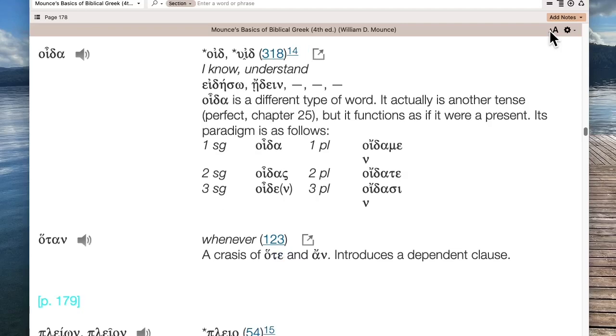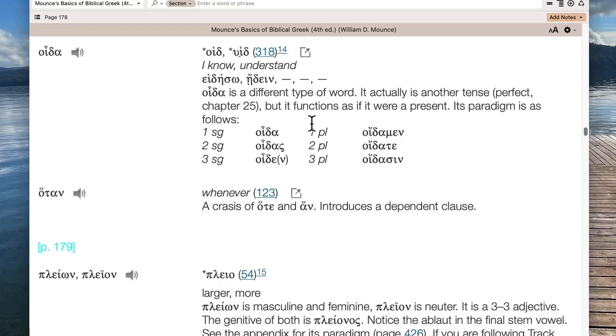I'll make it small enough so we can see the whole paradigm. First singular is oida. That's I know. If I want to say you know, oidas. So we still see the sigma ending. He, she, it knows, oide, with a movable nu.